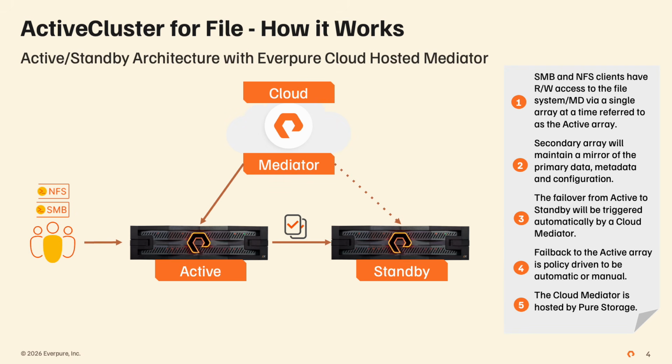The Cloud Mediator itself acts as an overseer and ensures that should the active array suddenly not become available, things get cut over to the standby array. But in the case of what we're looking at right here, this is what happens when it's working normally. Your SMB and NFS clients have read-write access to the file system and managed directories on the active array itself, and everything via synchronous replication is mirrored over onto the standby array itself. If there is a failover, the Mediator will detect it and cut over to the standby array and redirect all of the clients as well.